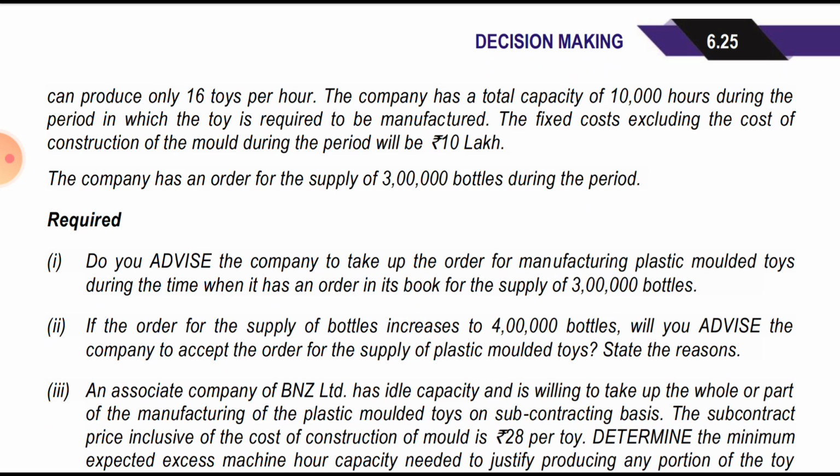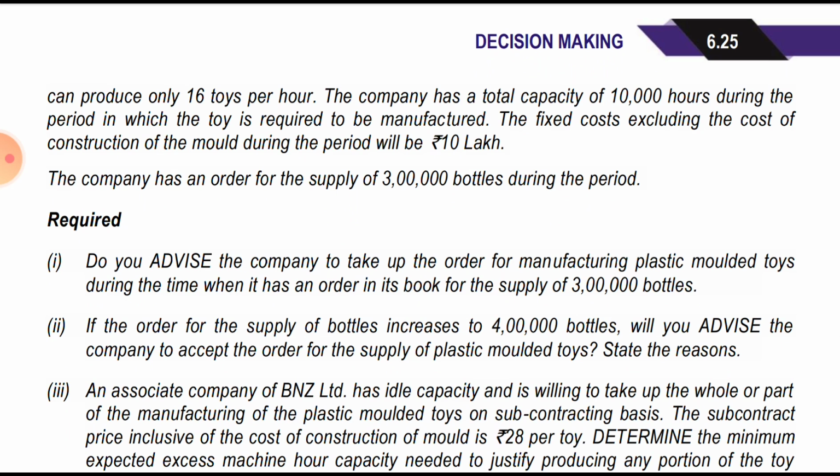So what we will do is first check whether this production fits in the total available hours, that is 10,000 hours. So 3 lakh bottles will require, at 40 bottles per hour, 7,500 hours. The company has capacity of 10,000. If we deduct, 10,000 minus 7,500, we will get 2,500 additional hours, that is unutilized hours.